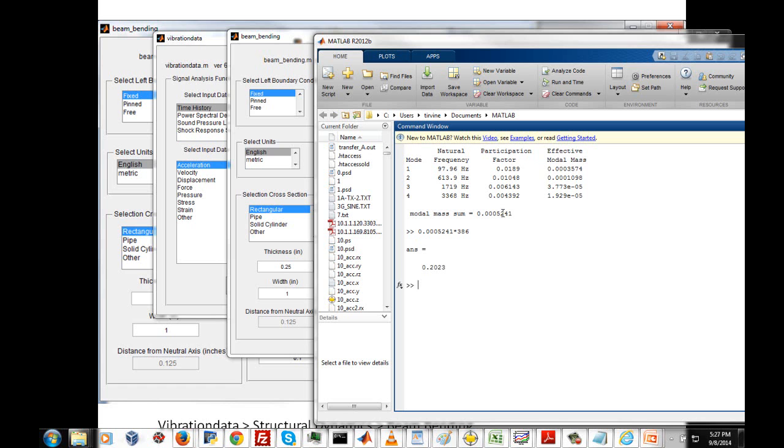Well, what is the actual mass of the beam? So we've got 9 inches long by 1 inch wide by 1/4 inch thick by 0.1 pounds mass per inch cubed.